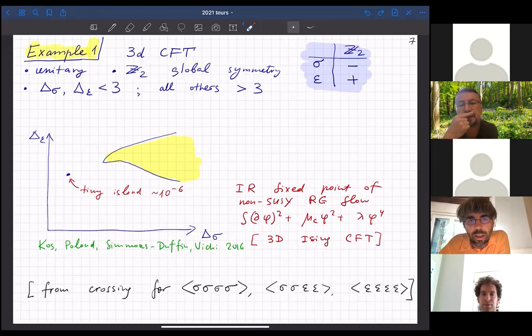So for example, the N=1 supersymmetric three-dimensional Ising model appears in this plot, for some conspiracy, because it has some parity symmetry which can play the role of Z2, and so it sits somewhere in this region. And there might be other CFTs which sit in this region. So this has not been systematically studied.